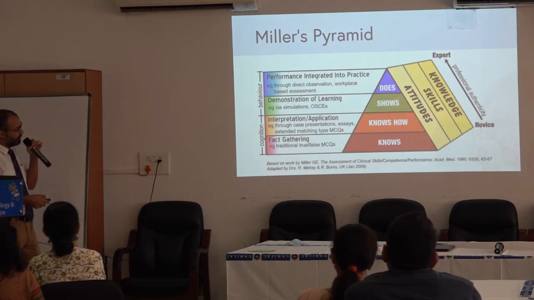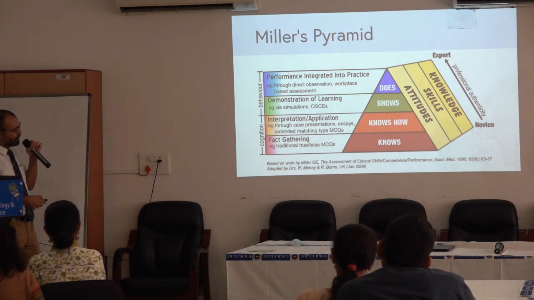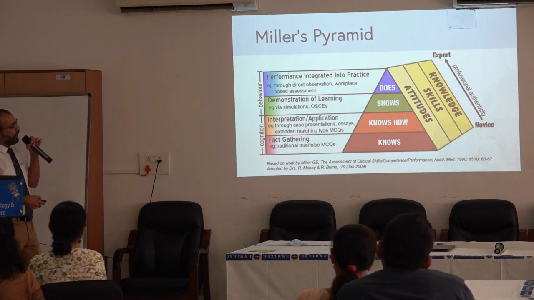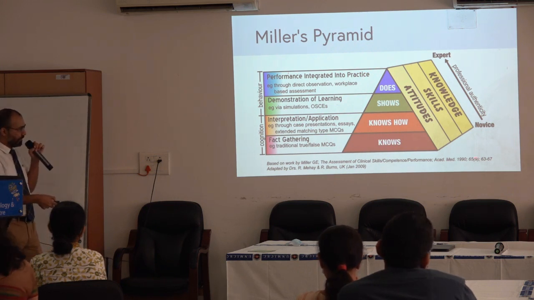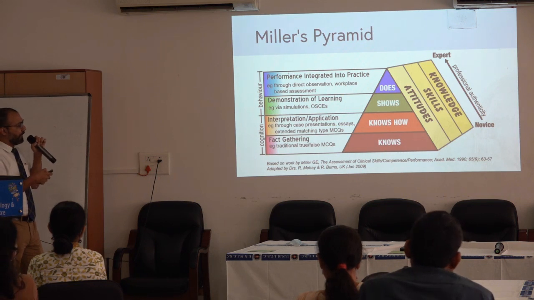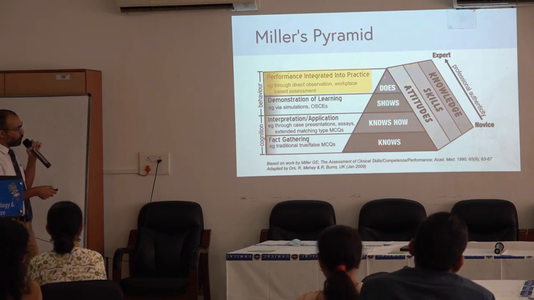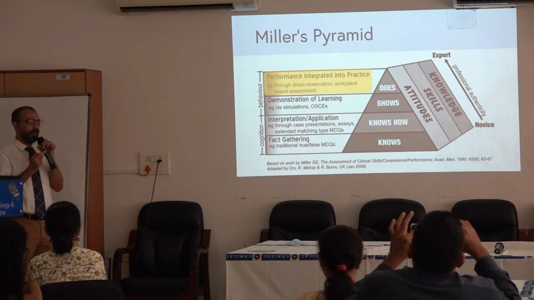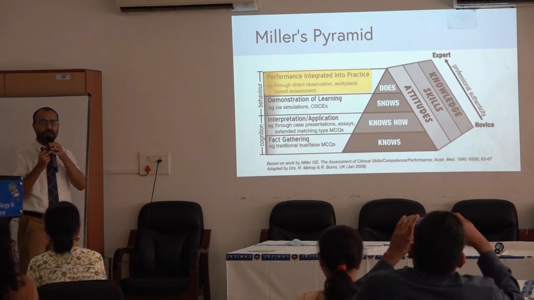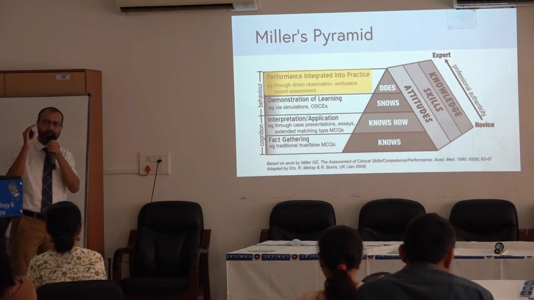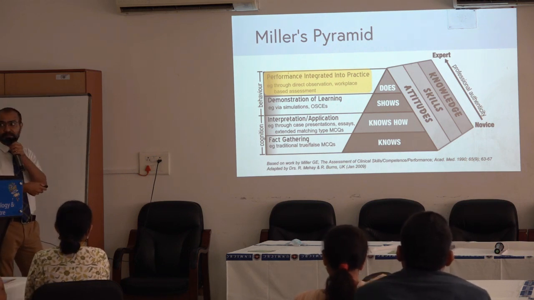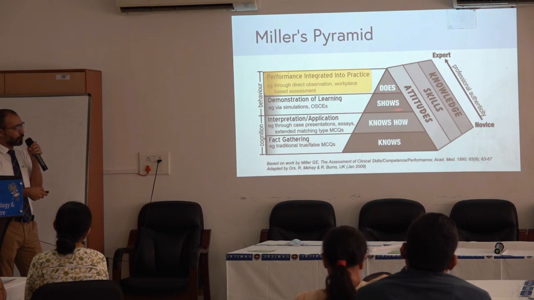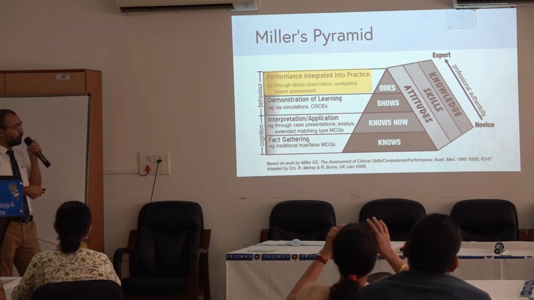The basic levels are knows, knows how, shows, and does. So this is knowledge, competence, performance, and action. If you look at Miller's pyramid in the original article he wrote in 1990, he said that if you want to differentiate between these, if you have a competency for which the Miller's pyramid level is does, then you need to assess it by workplace-based methods. And if you have a competency where shows is enough, then you can go with a simulated method.